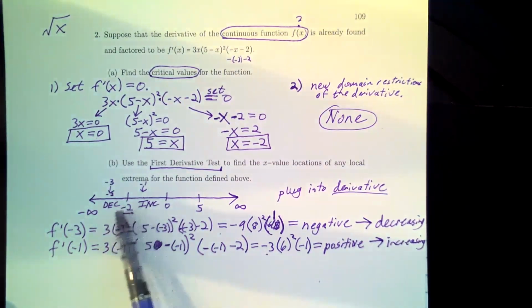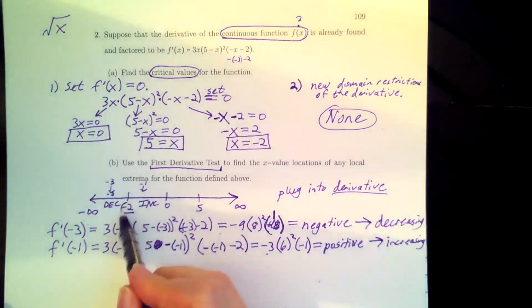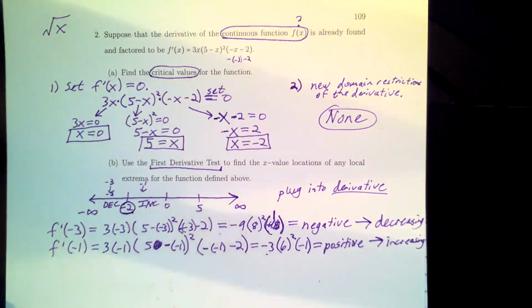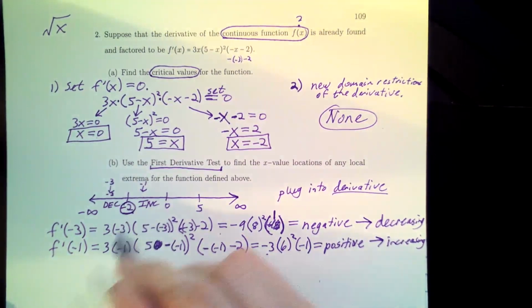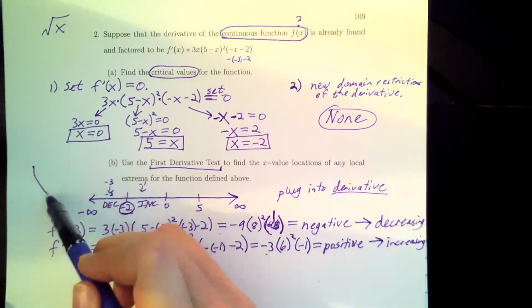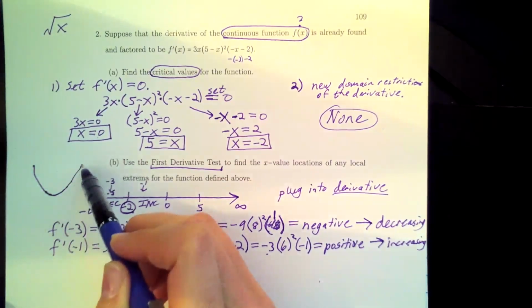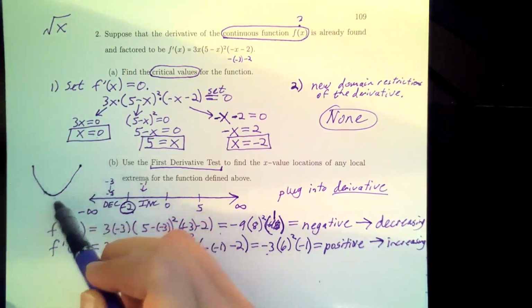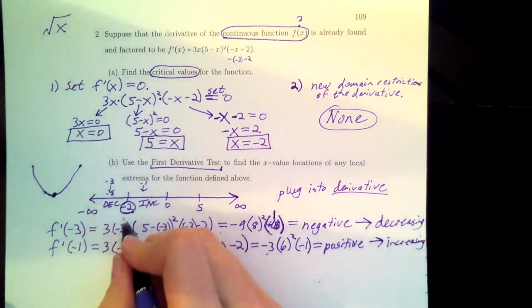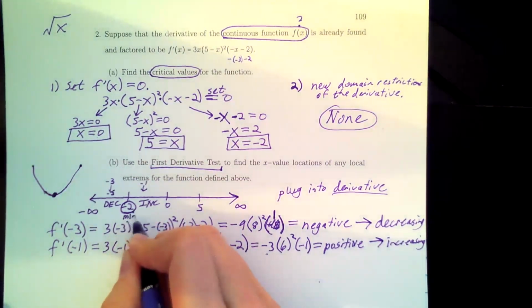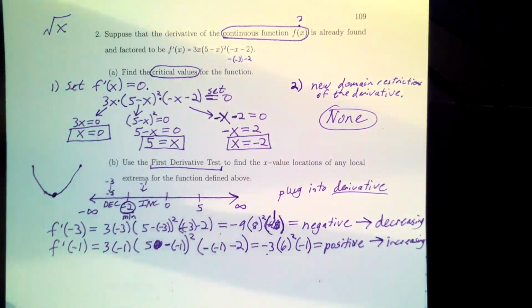Now that I know what's going on either side of -2, I can make a conclusion about whether or not -2 corresponds to a local max or a local min. We said my function's decreasing on the left of -2 and increasing on the right. So when you have a function that's going down on the left and up on the right, down and then up, that means it has to correspond to a local min. I'm not done with all of this, but I know right now that x equals -2 has to correspond to a min because I see a bottoming out right there.